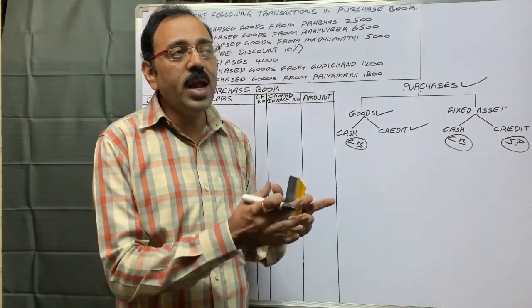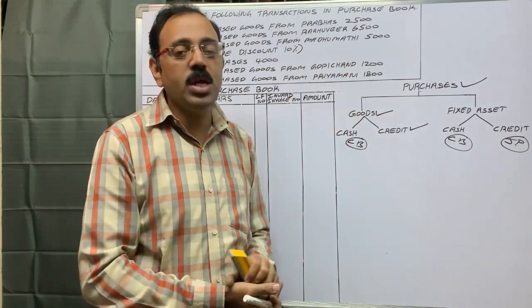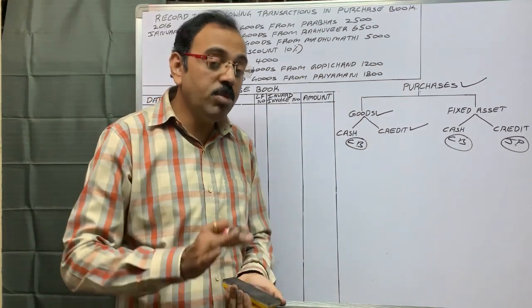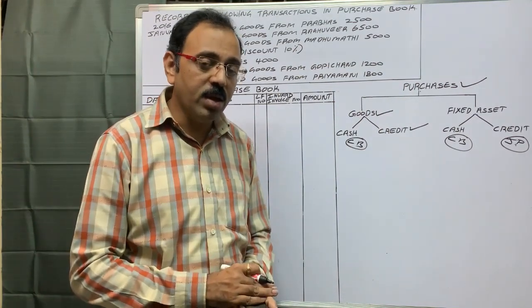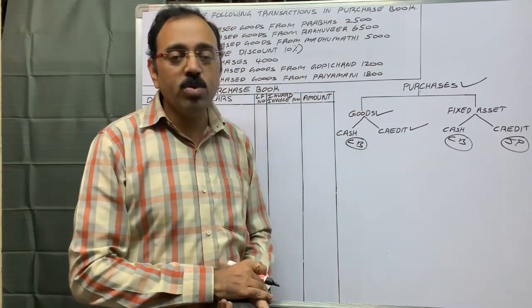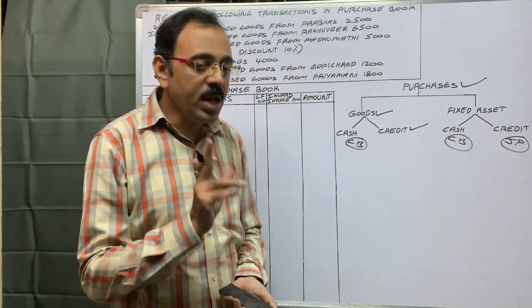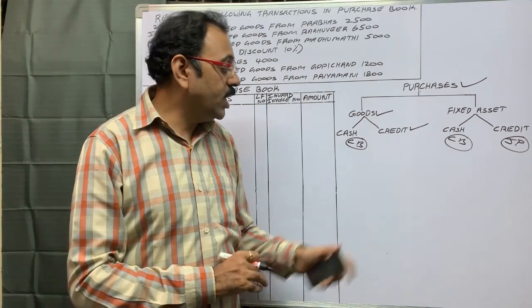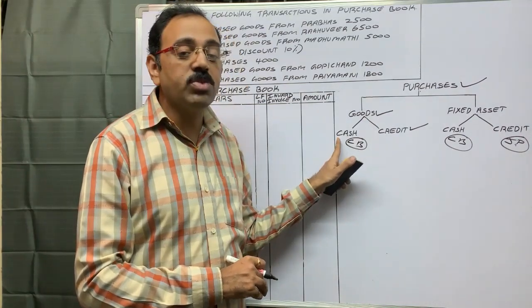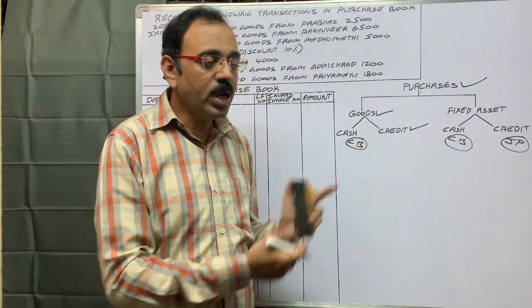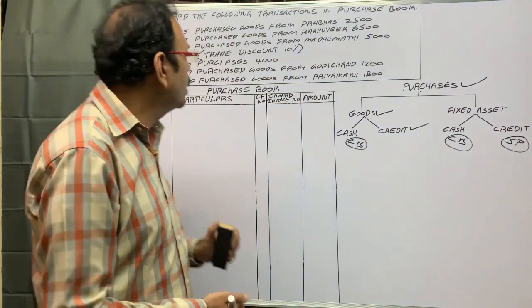Because in a credit transaction, we have to remember the supplier's name. We have to record his name in the books. Why? In future, we have to pay the money to him. If the supplier name is not mentioned, then the meaning is we purchased it for cash. So let us start the problem.